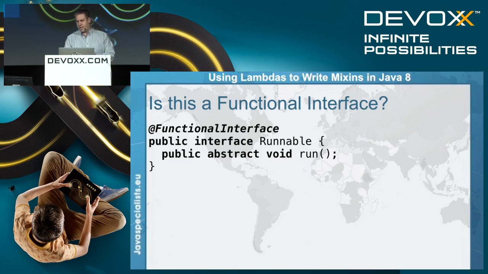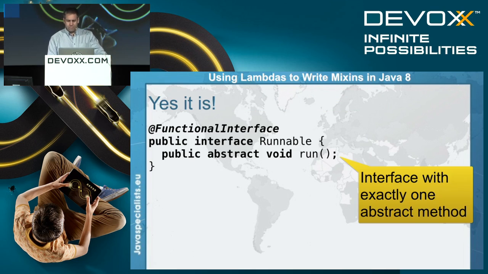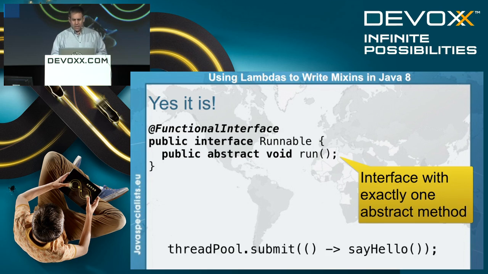And in fact, there's this annotation we have in Java 8 called @FunctionalInterface, which checks that we are abiding by the contract. So it's an interface with exactly one abstract method. It has to be public anyway. You don't have to say public abstract. You can simply say void run, and that's automatically public and abstract. So because it's a functional interface, we can now use it wherever you see a lambda. So if you see the threadPool.submit, round brackets, minus greater than, or arrow, sayHello.